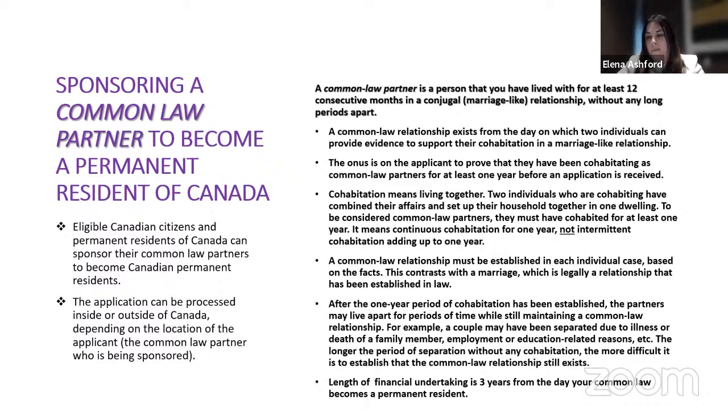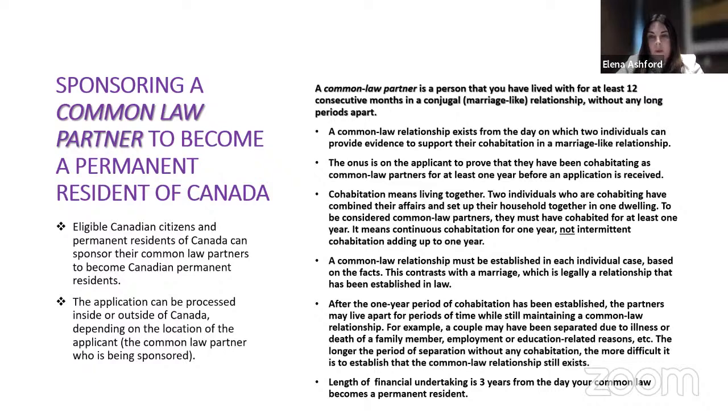And individuals who are filing sponsorship applications on their own sometimes struggle to define when their common law relationship started. So as a starting point, you have to look at when these two individuals started residing together. And when we're saying residing, cohabitating together, that doesn't just mean moving in together. It means moving in together and sharing responsibilities as spouses in the same household.